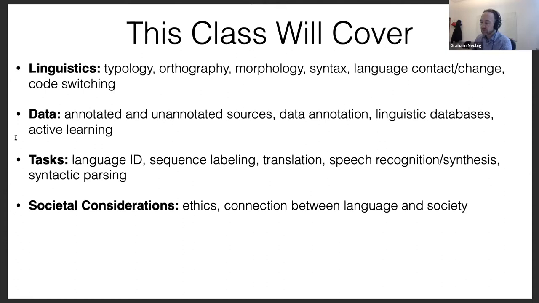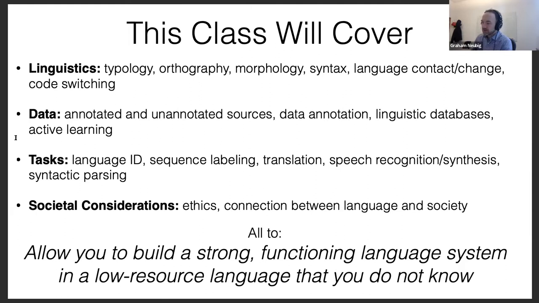We'll also cover some of the societal considerations like ethics and the connection between language and society. And this is really important, especially in some multilingual contexts, because when we're talking about language, it's very easy to think about it in the abstract, as we're treating it as a computational object in some cases. But language is fundamentally used as a method of communication between humans, and it's a very important part of people's lives. And especially if you're talking about low resource languages or languages that have been historically oppressed by people or by colonizers or things like this, this can be an important ethical issue about who owns the language and other things like that as well.